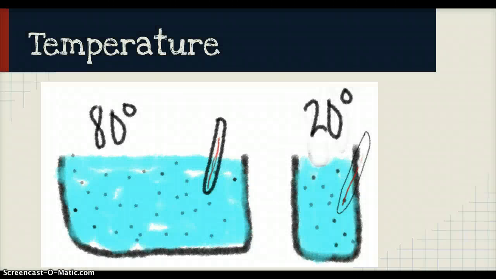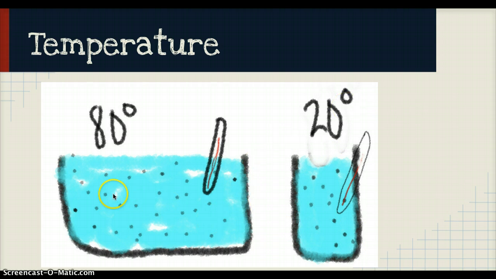So now we have temperature. Temperature is the measurement of the average kinetic energy in a system or an object. So you have the bathtub full of water, which is 80 degrees, and then you have a cup full of water. And this cup was 80 degrees, as you saw on the previous slide, but now it's been setting out for a minute or two, and it's gone down to about 20 degrees.